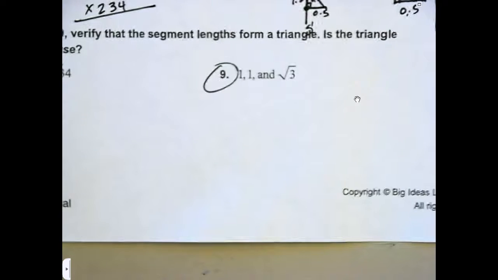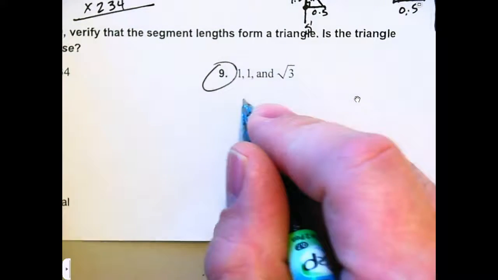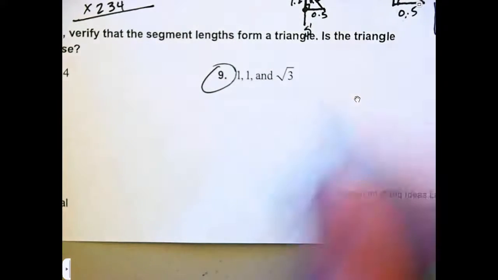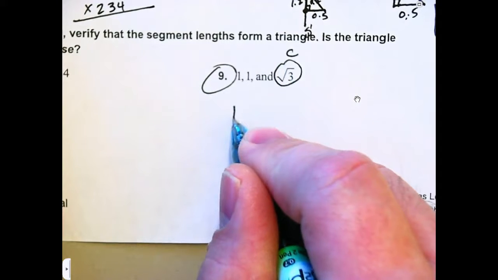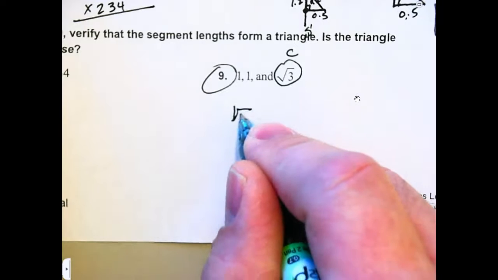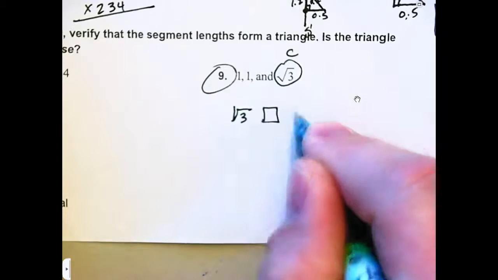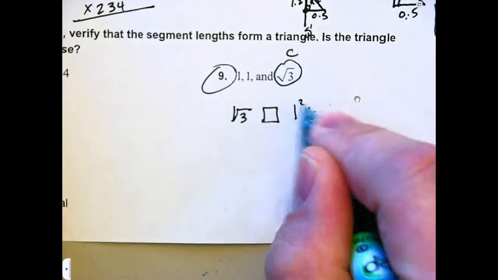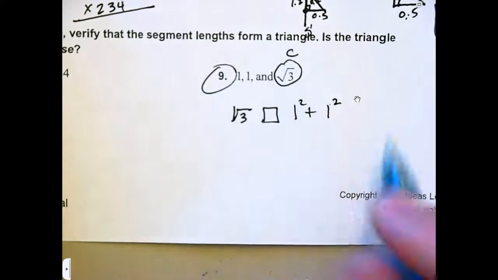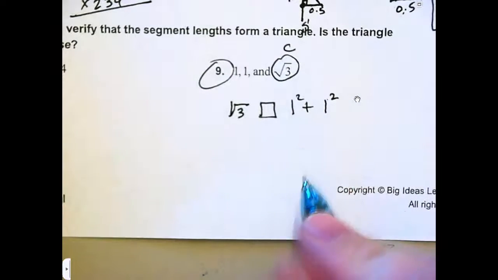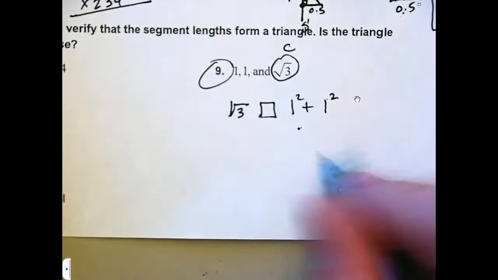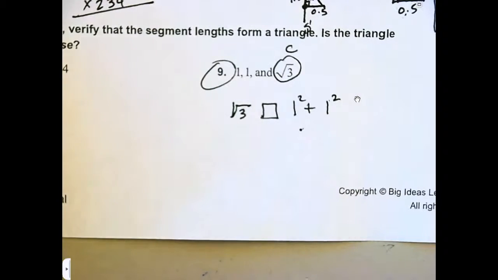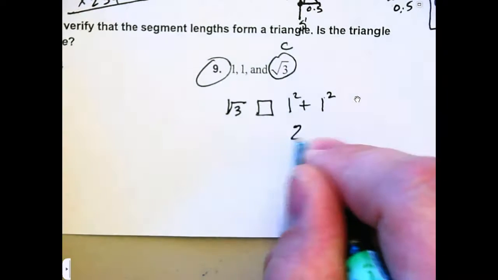Hold on, Carla. All right, here we go. Which one's the longest side? Root 3. All right. Now, this one's a little tougher. I gave you plenty of time. Let's start with the difficult side. What's 1 squared plus 1 squared? 2. All right, let's try that again. What's 1 squared plus 1 squared? 2. It is 2. Yes, it's 1 plus 1.